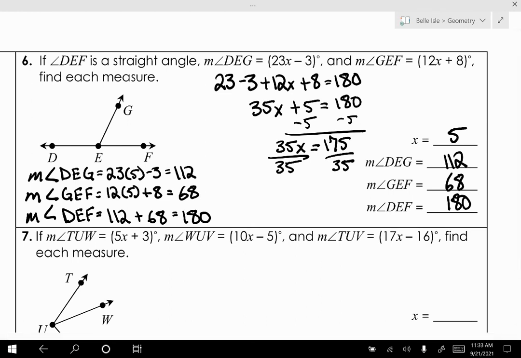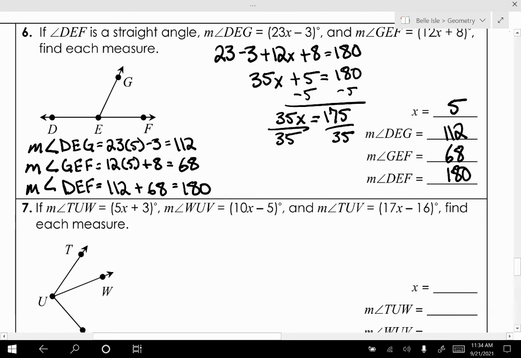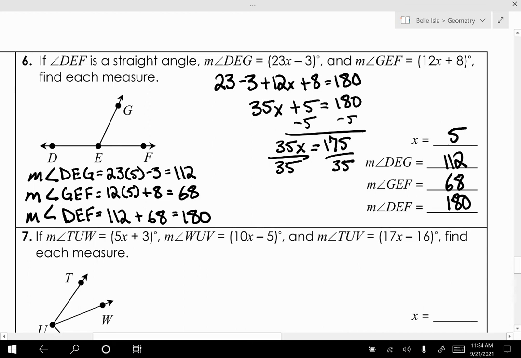We're almost done. Then you can. Okay. Here is number 6. Okay, so this one you had to just be able to recognize, first, that DEF is a straight angle, which would measure out to how many? 180 degrees. So DEG plus FEG, or GEF, would come out to 180. Once you found that X was 5, you just plug them back in. That gives you 112 and 68, which add up to 180.